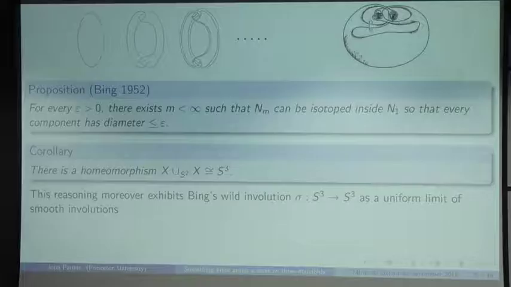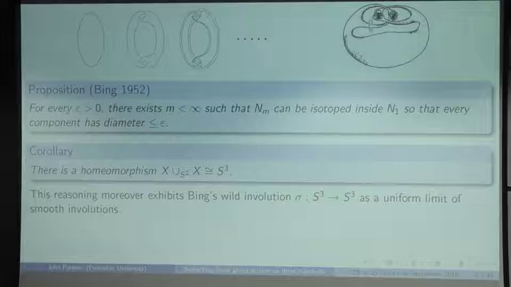Okay. So this reasoning here: not only does it give you this wild involution, it also exhibits it as a limit of smooth involutions. So how is that? Well, these Bing doubles, they all have this symmetry I just said, reflection across a horizontal plane.